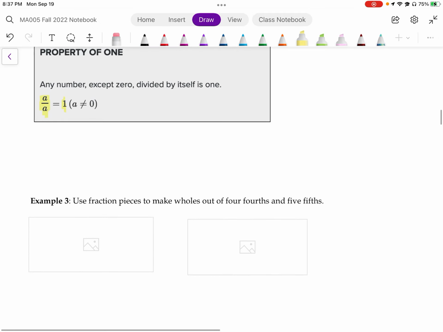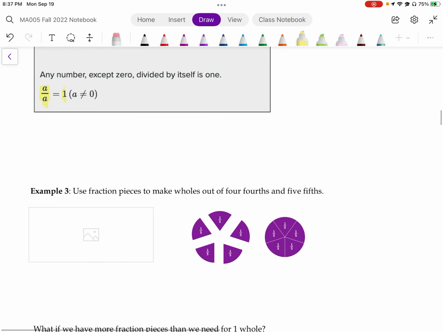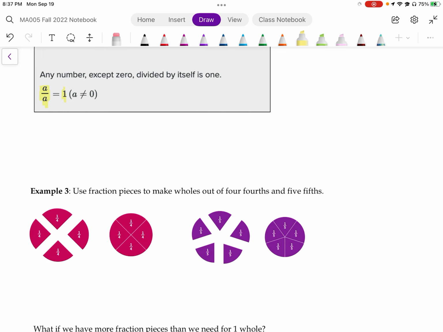All right, so use fraction pieces to make wholes out of 4/4 and 5/5. I'm going to have to pause the video now. Oh, maybe I don't. I don't know what is happening here. So let's do the 5/5. Okay, let's do the 4/4. All right, so use fraction pieces to make wholes out of 4/4 and 5/5.